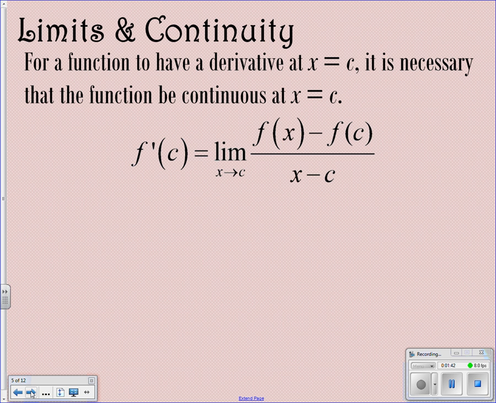The derivative of your function at c is going to be equal to the limit as x approaches c of f of x minus f of c over x minus c. And so we're going to use that whenever we're looking for the derivative at a specific c value.